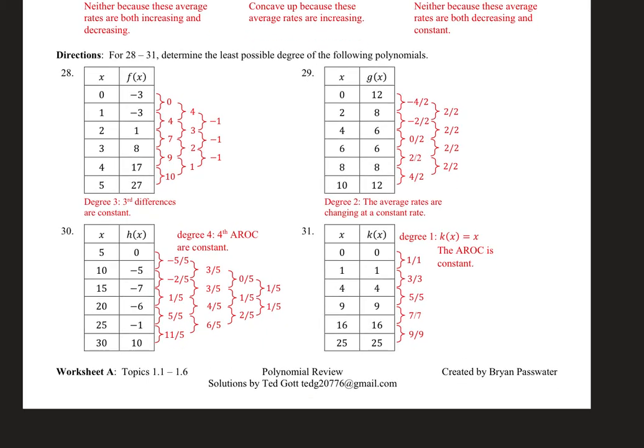And then the degree. So 28, the same difference didn't happen until the third round. So that's a degree of 3, 29, degree of 2, 30, degree of 4. I don't even make you go to the fourth on this test. Okay, and then 31, it happened the first time. So it's a degree of 1, which would be linear.